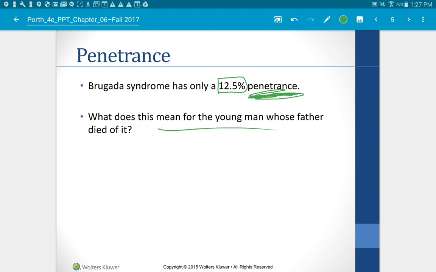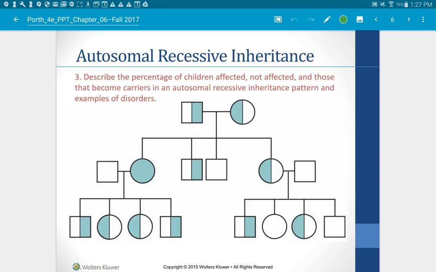All right, so what does this mean for the young man whose father died of it? It means, well, first off, I have a 50% chance of getting it. And then on top of just having the genotype for the disease, there's only a 12.5% chance that I'll actually express the phenotype of that allele. So it does reduce the chances of actually having that sudden cardiac death.